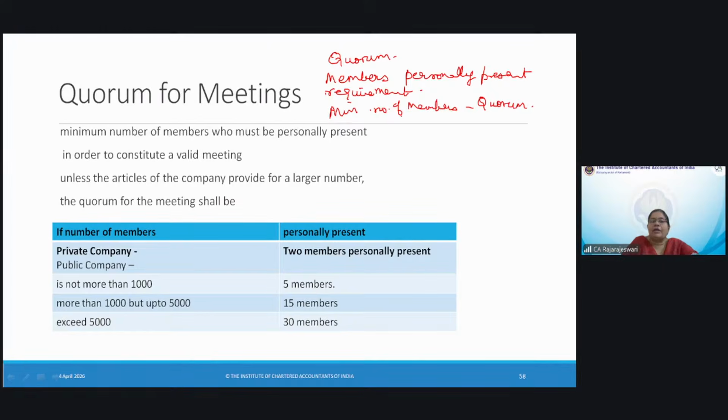Right? So for a private limited company, the restriction is very less. For a private company, even if 2 members are personally present, that forms a quorum. But for a public limited company, where there are not more than 1,000 shareholders, 5 members should be there. More than 1,000, but up to 5,000, less than or equal to 5,000, then it is 15 members personally present. Exceeding 5,000, then 30 members should be present.